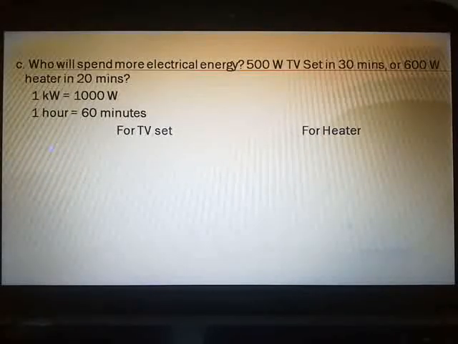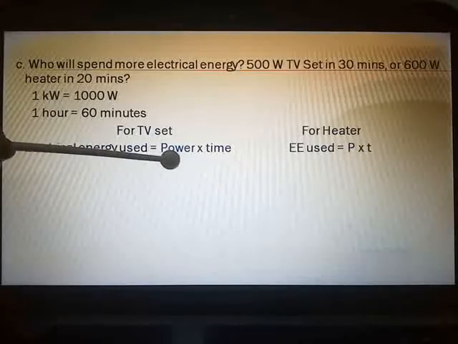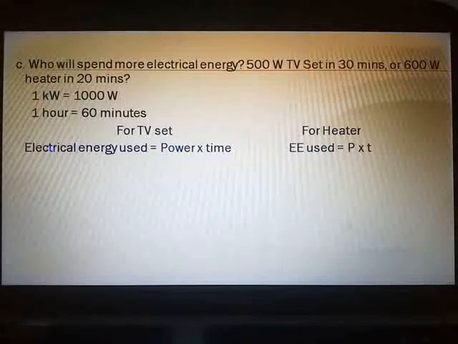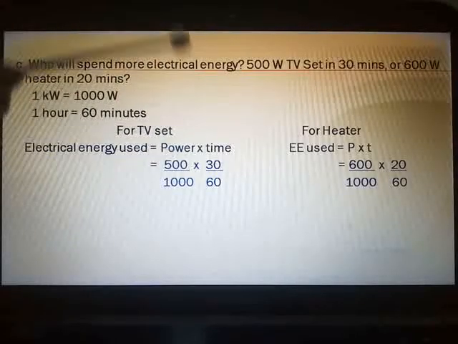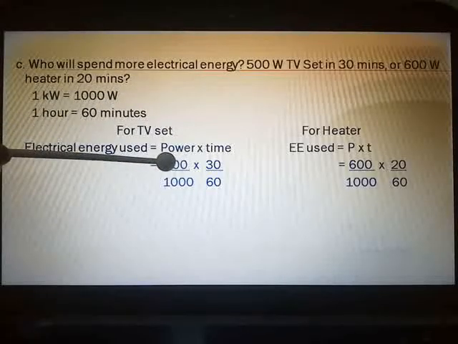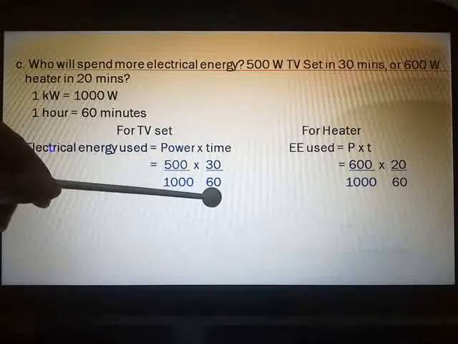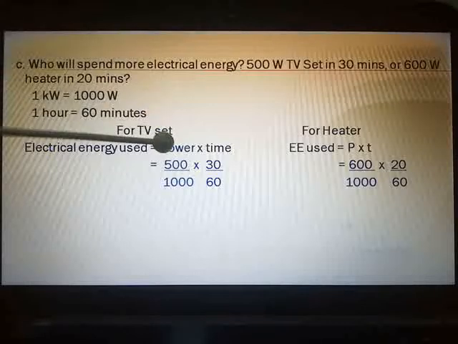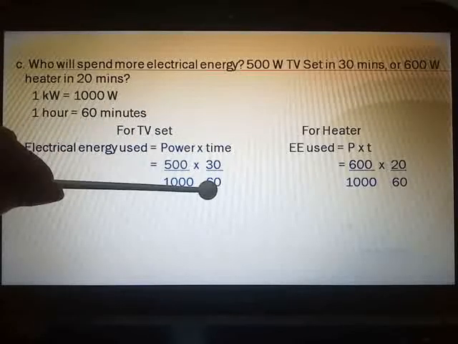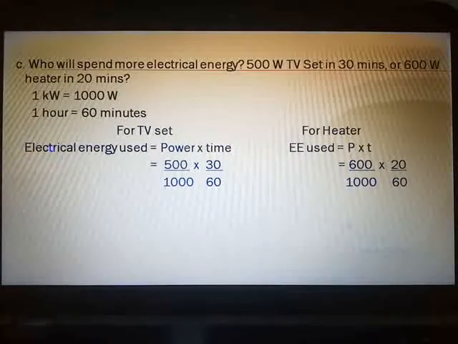For the heater, you know the formula for electrical energy is power multiplied by time. So electrical energy consumed or used is equal to power into time. Same for the heater. Substitute the values. Now power is given in watt and time is given in minutes. So you have to convert into kilowatt and hours. So watt, when you have to convert into kilowatt, you have to divide by 1000. Similarly, minutes, when you have to convert into hours, you have to divide by 60. So 500 divided by 1000 multiplied by 30 upon 60. For the heater, 600 divided by 1000 multiplied by 20 upon 60.